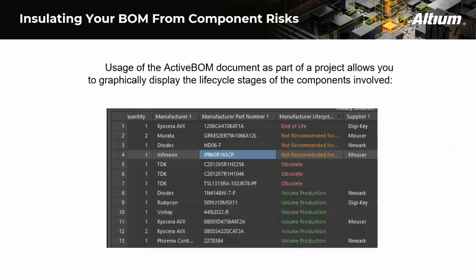Component data is reflected directly into the project. For example, using ActiveBOM as a part of a project allows you to display the lifecycle stages of the component. The ActiveBOM document has built-in checks that allow you to quickly flag any problems with the component without the need to change the way you design.